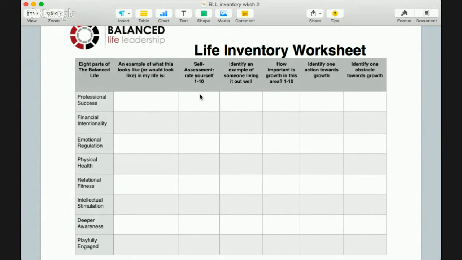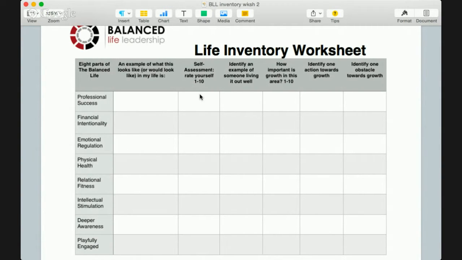The next column: how important is growth in this area to you? You've got to rate your priority for growth. So you might realize, hey, I'm not really in a place where I'm focusing on my physical health, but I'm kind of okay with that. So that's only a 3. Where someone else might say, I realize that the lack of deeper awareness or spirituality in my life is killing me. Therefore, I need to make that a 9 or a 10. And that becomes essentially our prioritized category for your growth efforts.